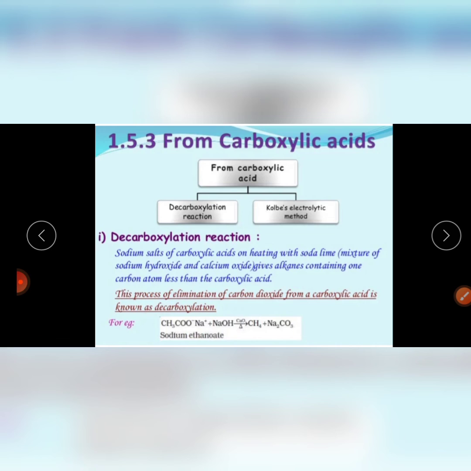Okay, so as you can see, we have sodium ethanoate here, and we have used this particular mixture known as soda lime, in which we are using NaOH and CaO. Okay, and which results in the formation of methane and Na2CO3, which is sodium carbonate.